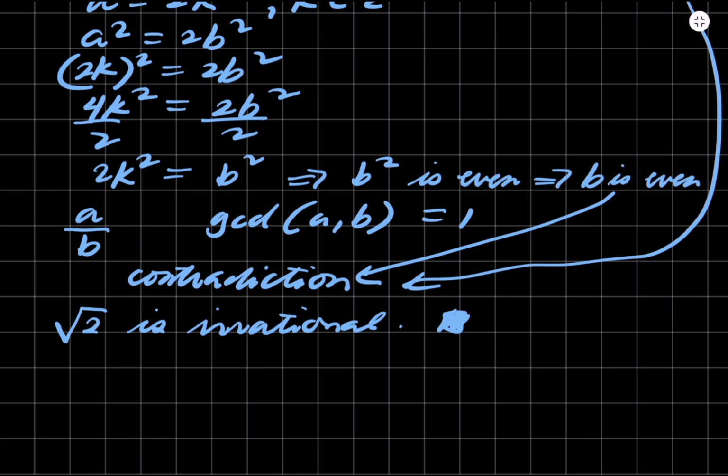I include a shaded square here, meaning end of proof. And that is proof by contradiction. Assume the opposite, follow the logic carefully, and if you arrive at an impossible situation, the original statement must be true.